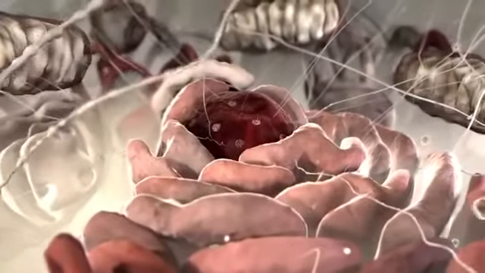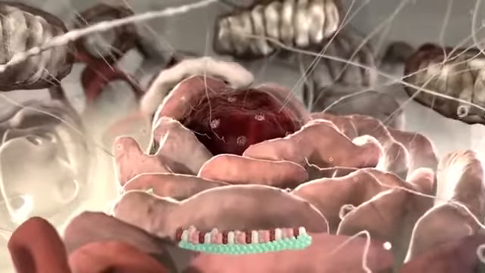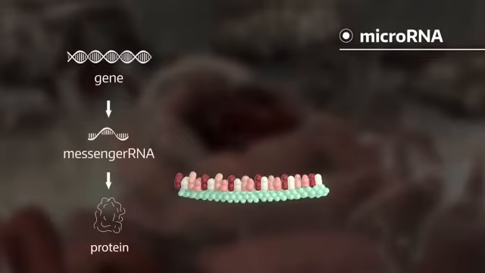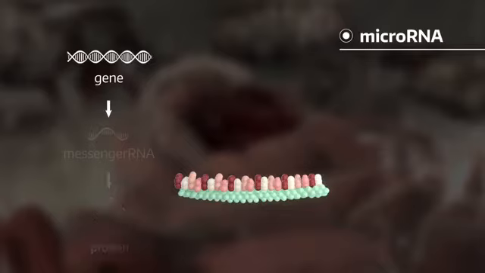For gene silencing, a cell can use a microRNA. This powerful molecule is able to turn off genes by inactivating messenger RNAs, which are necessary for translating the genetic information into proteins. In this way, genes can be turned off.